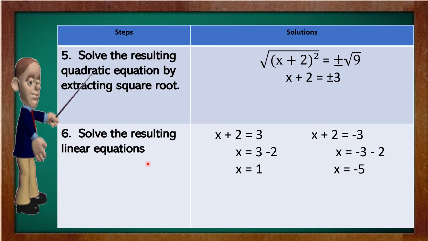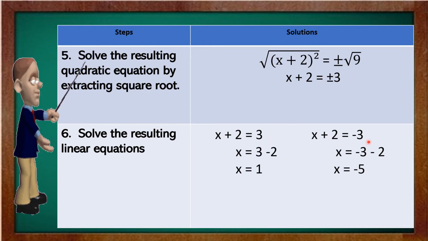Number 6. Solve the resulting linear equations. So the resulting linear equation, x plus 2 is equal to 3. You are going to get the positive 3. The other one, we are going to get negative 3. So x plus 2 equals 3 becomes x is equal to 3 minus 2. Transpose positive becomes negative. And 3 minus 2 is 1. The other one is x plus 2 is equal to negative 3. So you're going to transpose positive 2 to become negative 2. So x is equal to negative 3 minus 2. x is equal to negative 5. Our solutions are 1 or negative 5.